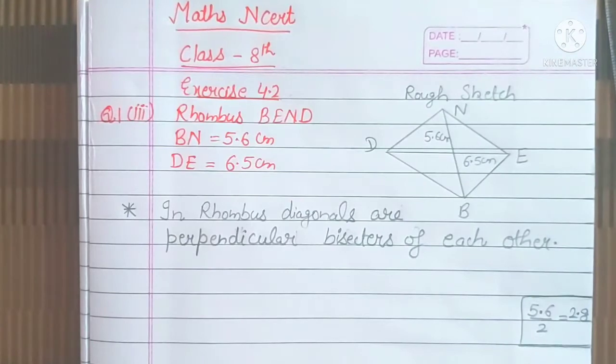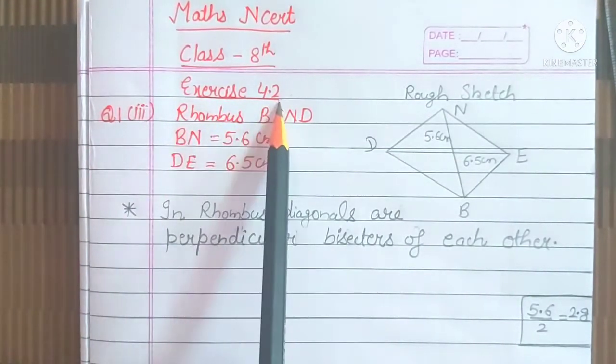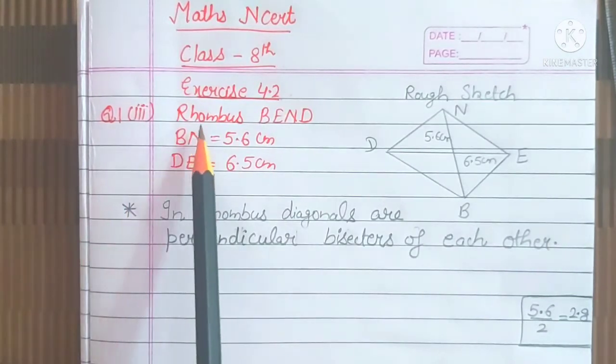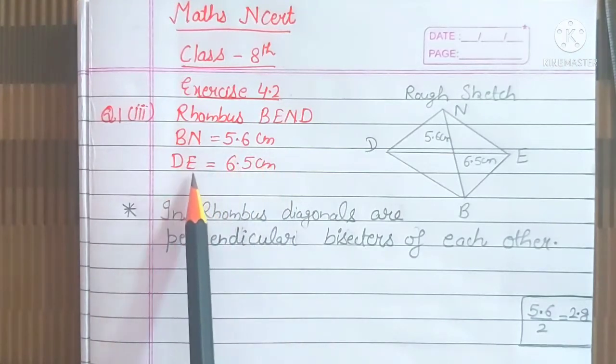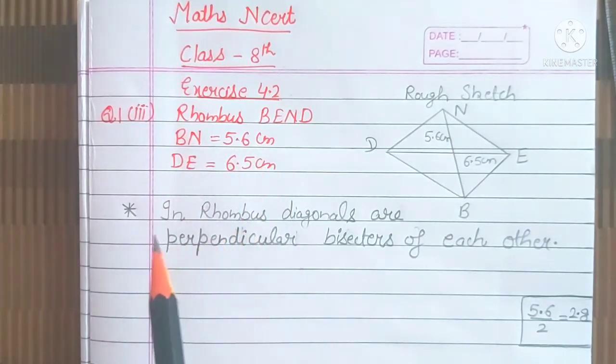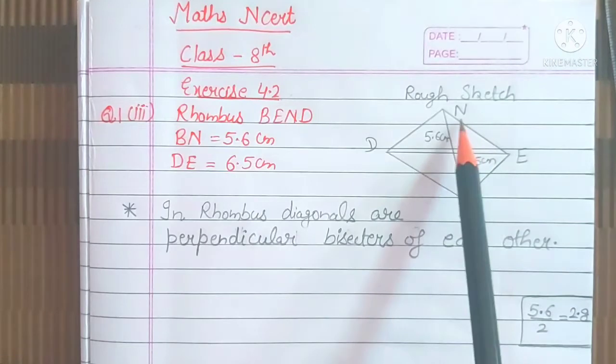Hello dear students, today we are going to do third part of question first of exercise 4.2. The question is construct a rhombus BEND in which length of BN is 5.6 centimeter and the length of DE is 6.5 centimeter. So the very first step we will draw a rough sketch of rhombus BEND.